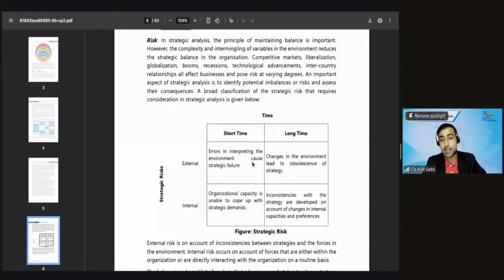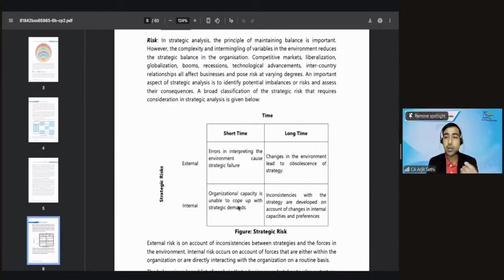Internal short term risk is when the organizational capacity is unable to cope with demand. For example, have you guys heard about Labubu, that small stuffed toy? All of you are hanging them on your bags, and people are also hanging them on their jeans and bags. You have heard about Labubus and those soft toys. And what is happening there? The organization's capacity is unable to cope with the demand.